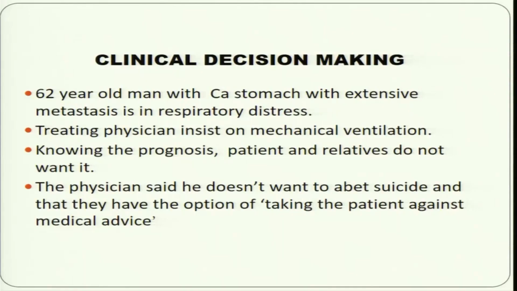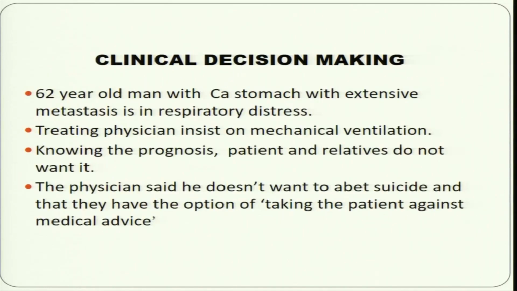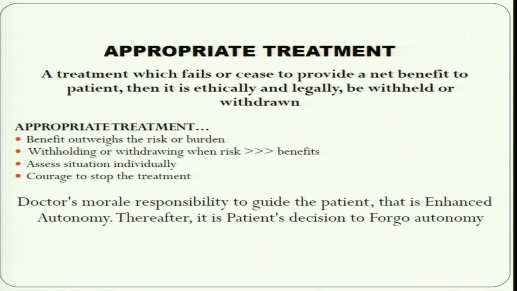The physician said he does not want to abet suicide and that they have the option of taking the patient against medical advice. Here the physician is adamant. He says, if I do not put him on a ventilator, it will be suicide, killing the patient. So, I cannot take such a risk and you take the patient against medical advice. This is not true, because the physician is obliged to give appropriate treatment. A treatment which fails or ceases to provide a net benefit to the patient can ethically and legally be withheld or withdrawn. Here the patient is of advanced stage cancer, he is likely to die anyway. So, a physician is not obliged to prolong his life by putting him on a ventilator.